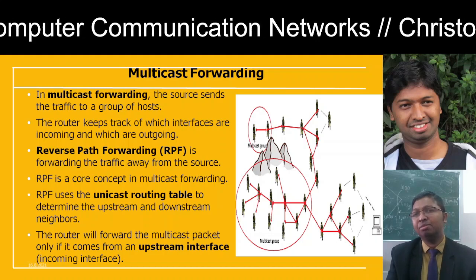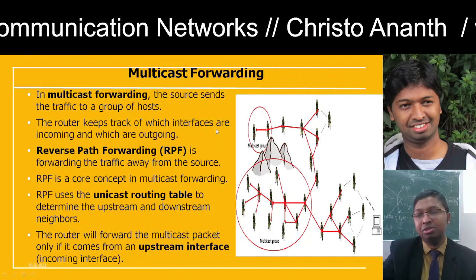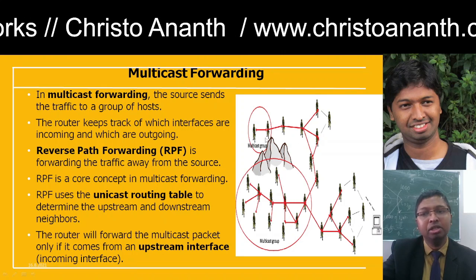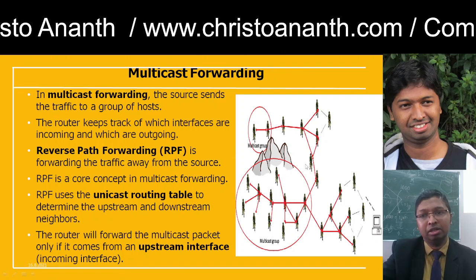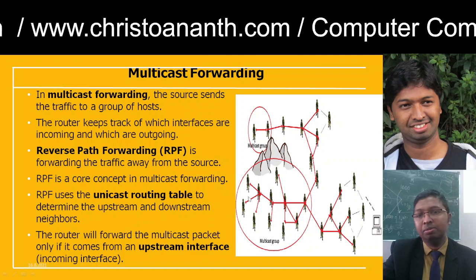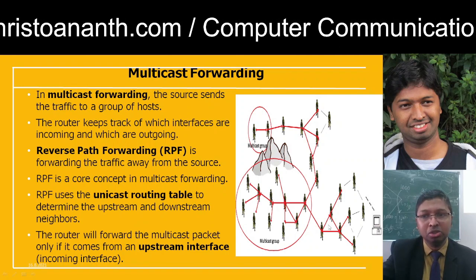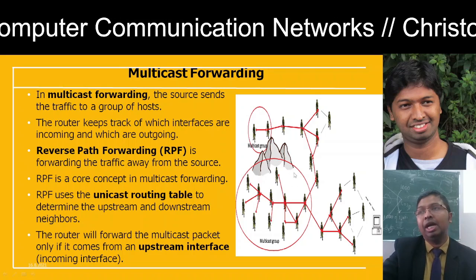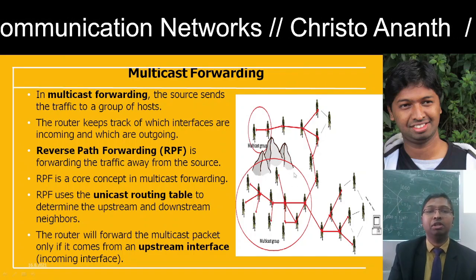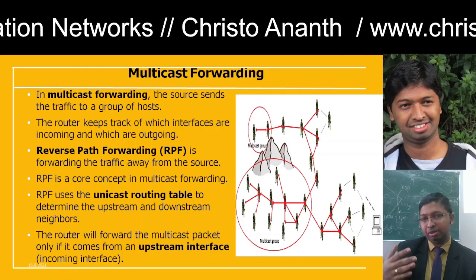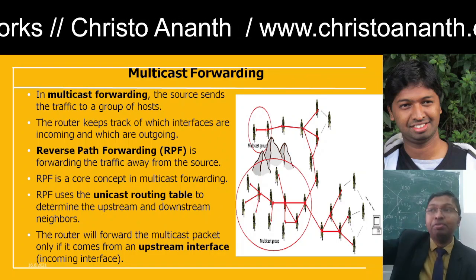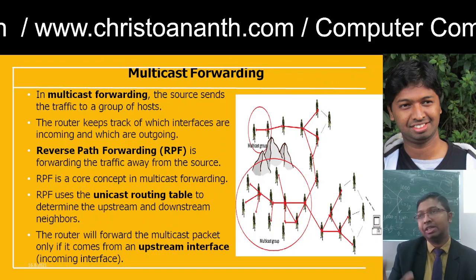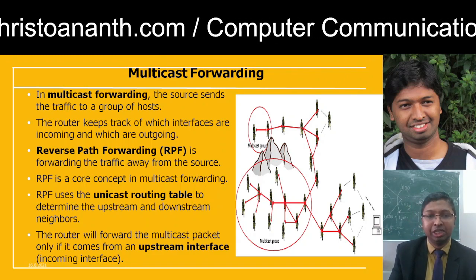And then you will have multicast forwarding. As you see in the diagram, the multicast group is there, and that is being transferred across the network. In multicast forwarding, the source will be sending traffic to the group of hosts, and then you'll have reverse path forwarding also, which forwards the traffic away from the source. RPF, reverse path forwarding, is a very important concept in multicast forwarding.